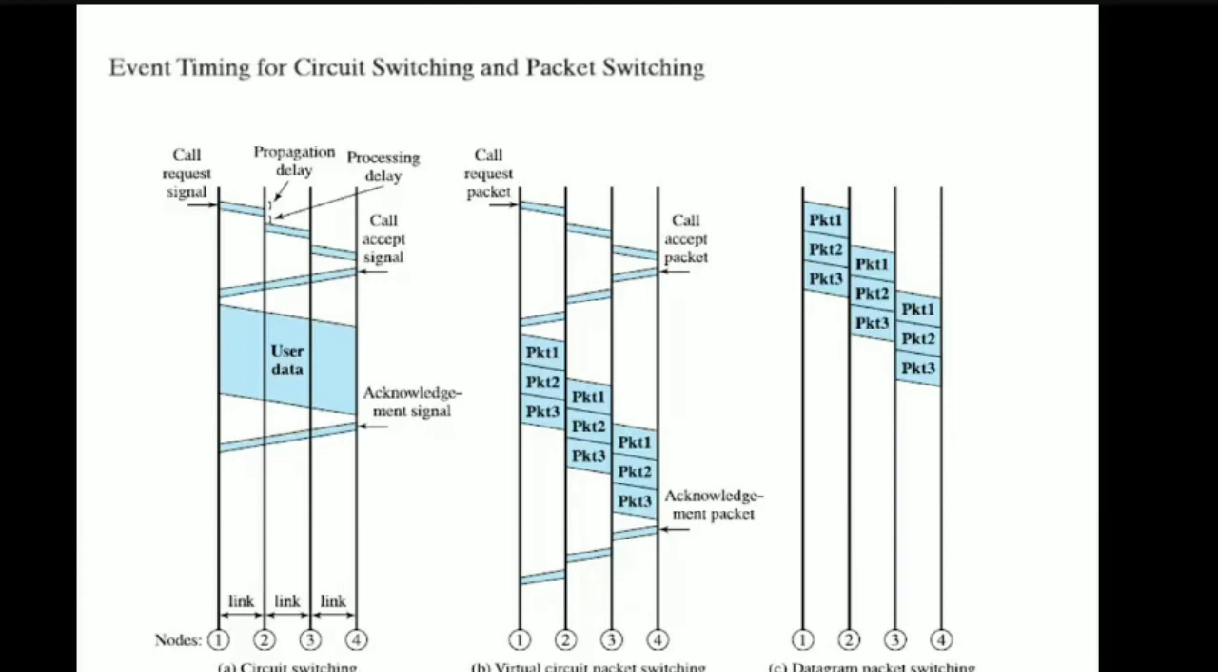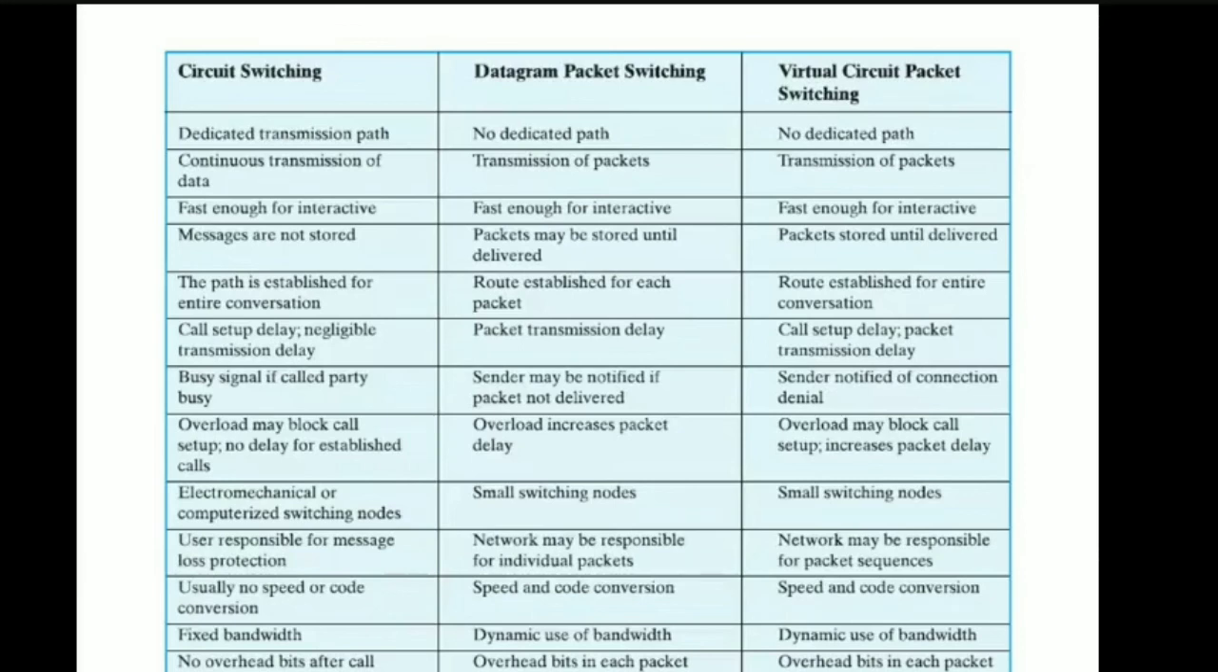But in the other two, there is a guarantee that the destination has received the information, because they give an acknowledgement signal from the destination to the source. This is the comparison between circuit switching and packet switching techniques. Finally, this is a table telling the major differences between circuit switching, datagram packet switching, and virtual circuit packet switching.